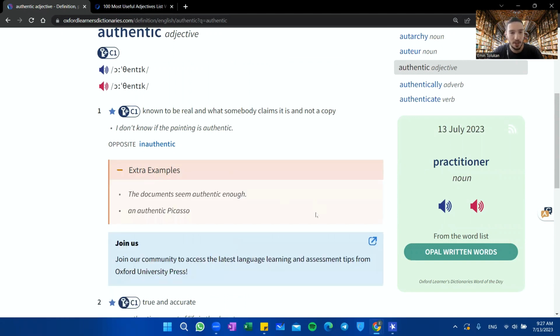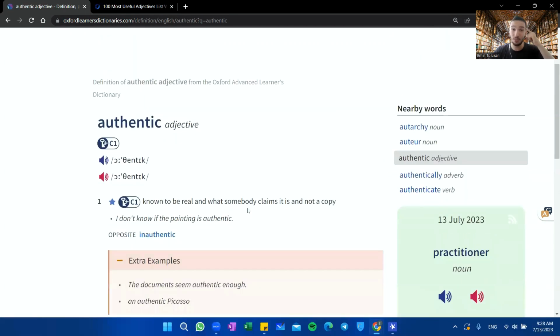You can go to extra examples, and it says here, the documents seem authentic enough. The documents seem real enough. Okay, so you are basically seeing many, many examples, and that way, this new word that you have learned sticks in your mind a little bit better.